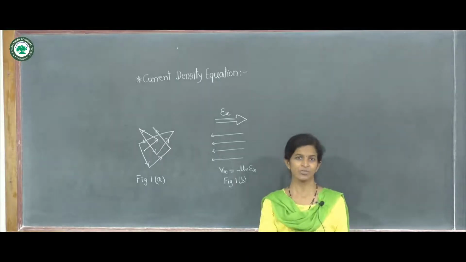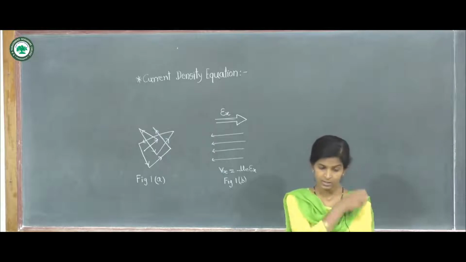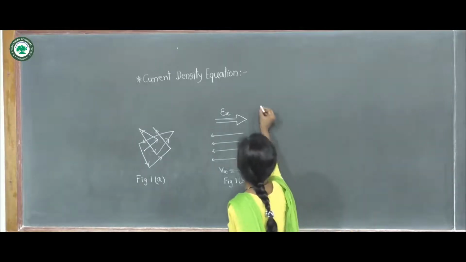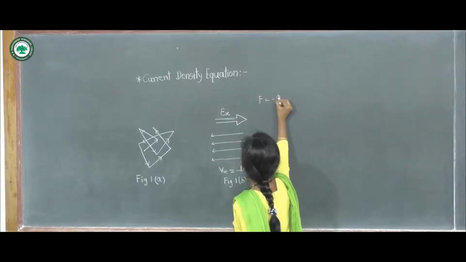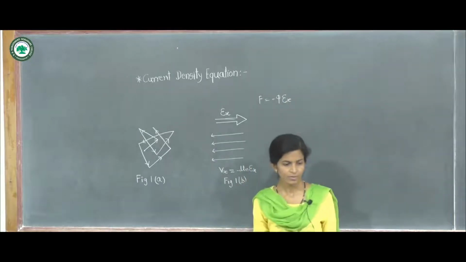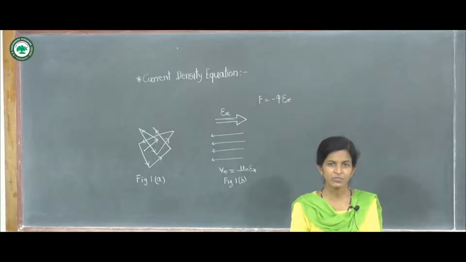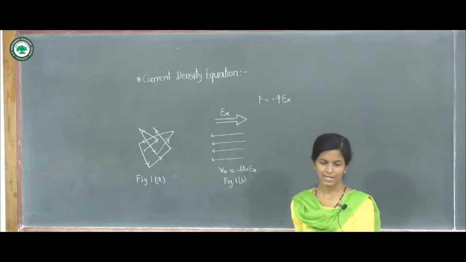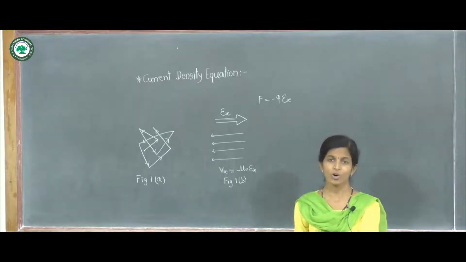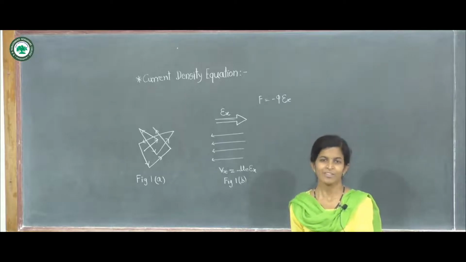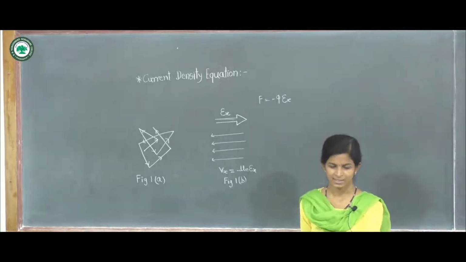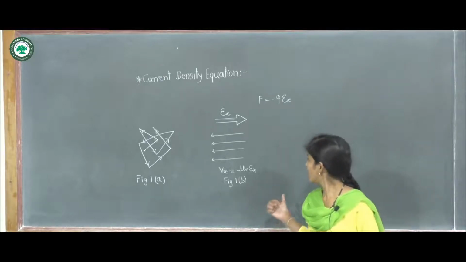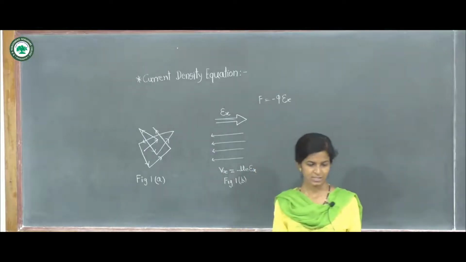So due to application of the electric field in the positive x direction, the electron will experience a net force F, which is equal to minus q into epsilon x. So this force may be insufficient to alter the appreciable random path of an individual electron, and when the effect is averaged over all the electrons, a net motion of the group of n number of atoms will occur in the negative x direction.